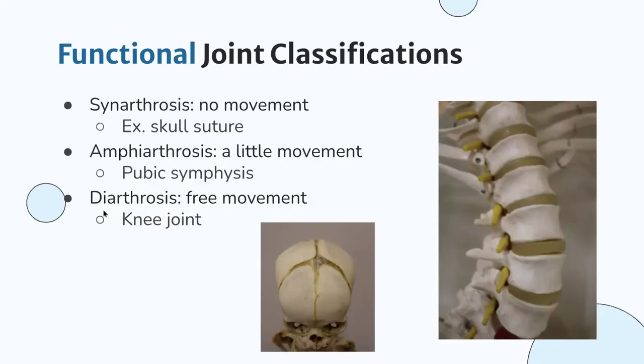And the very last classification is diarthrosis, which means completely free movement. An example of this is, again, your knee joints, your elbow joints, all of those things. You can swing them around freely, and they typically don't have a lot of limitation.